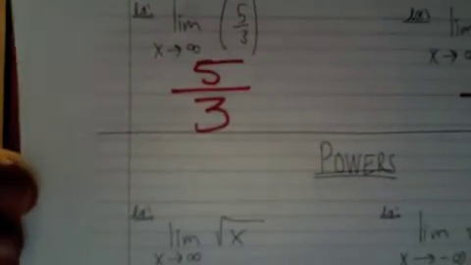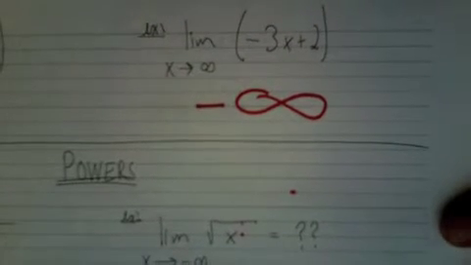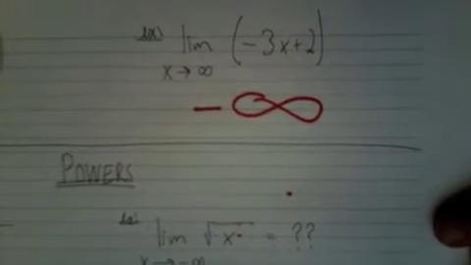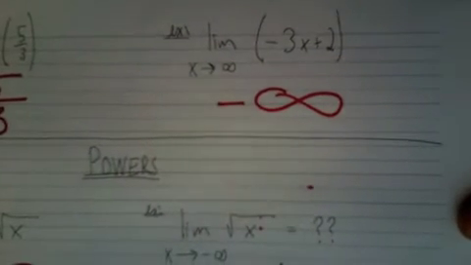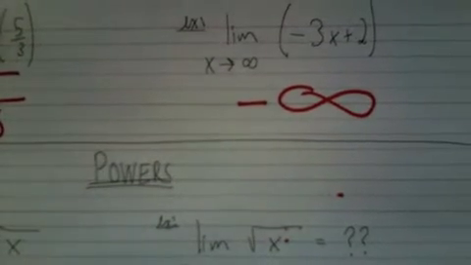Okay, so in this example, we have the limit as x is approaching infinity of 5/3, and there's no variable x in this equation, so our answer is just going to be 5/3, because even though x is approaching infinity, it's a constant. The next example, limit as x approaches infinity of negative 3x plus 2. This is just going to be negative infinity, because you got the negative 3 times an infinity, and that's just going to make it negative infinity, and then adding the 2 isn't going to do anything. It's going to keep going.